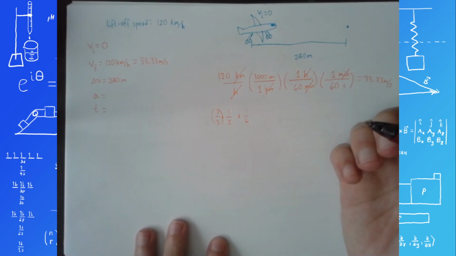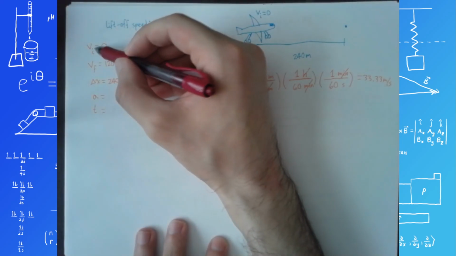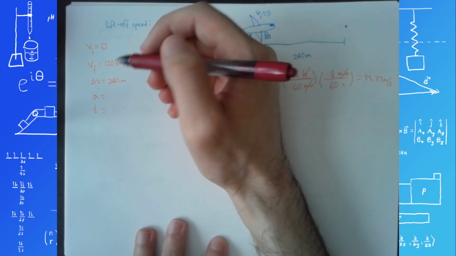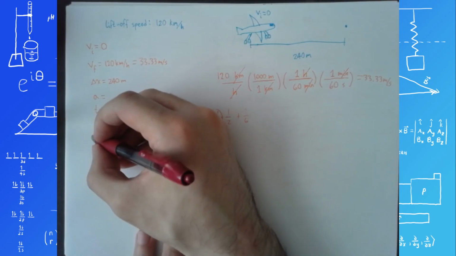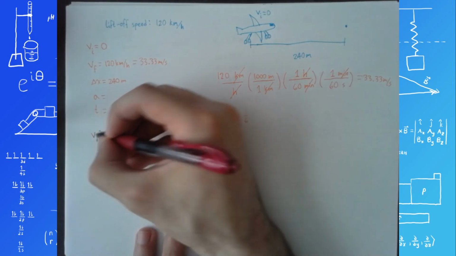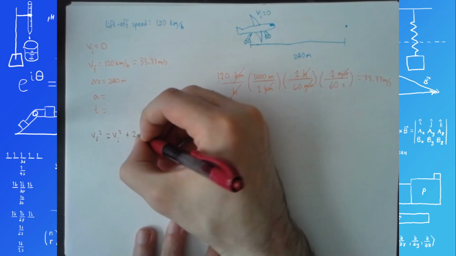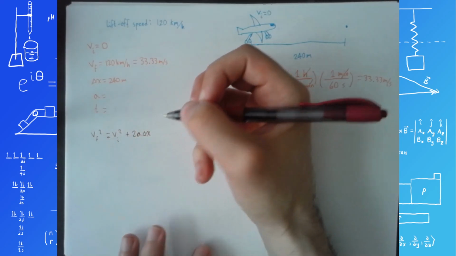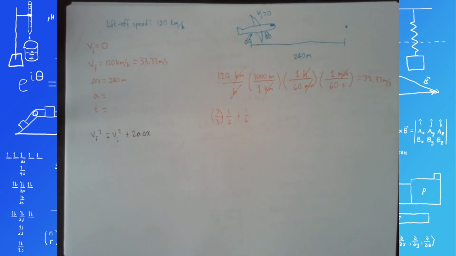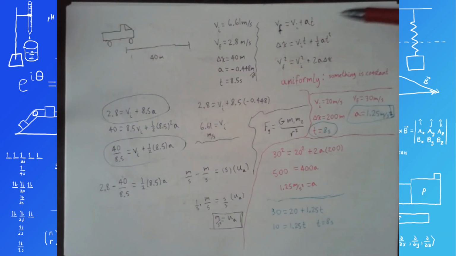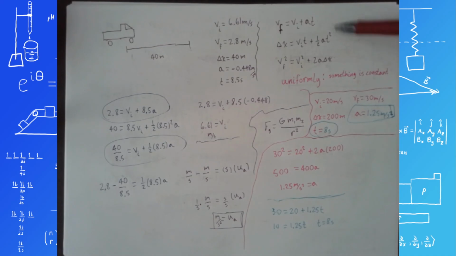So for acceleration, if I have initial velocity, final velocity, and displacement, and I want acceleration, that looks like the third equation: v final squared equals v initial squared plus 2a delta x. Oh, and by the way, I should mention this. I will refer to them by their numbers. When I say first equation, second equation, third equation, I always refer to them in this order. So remember which equation is which.